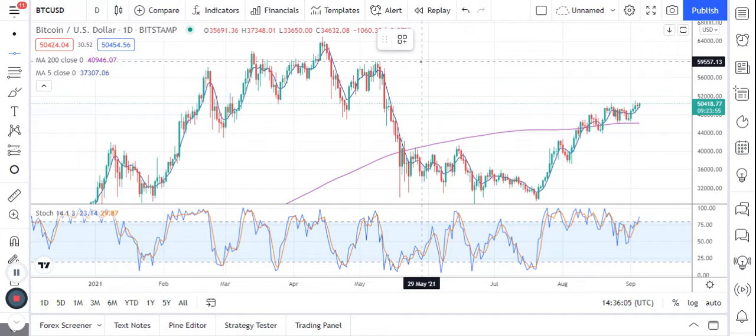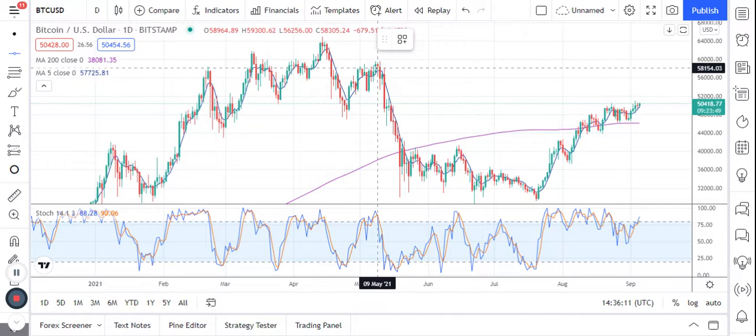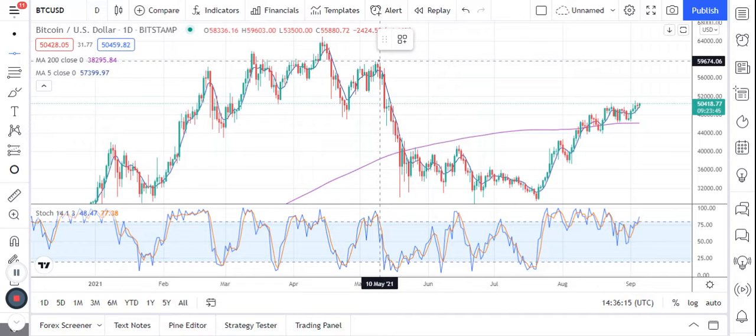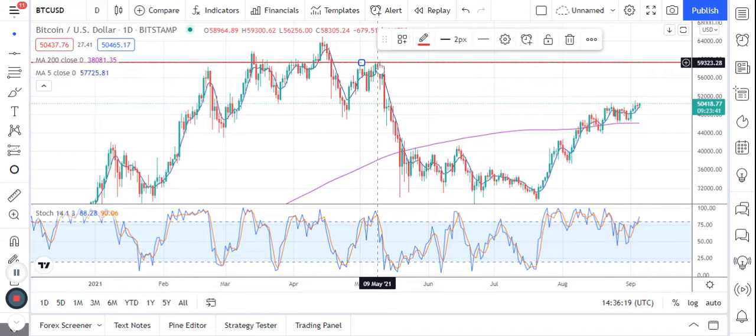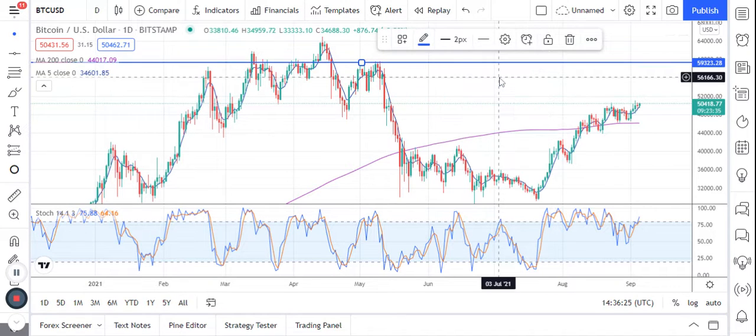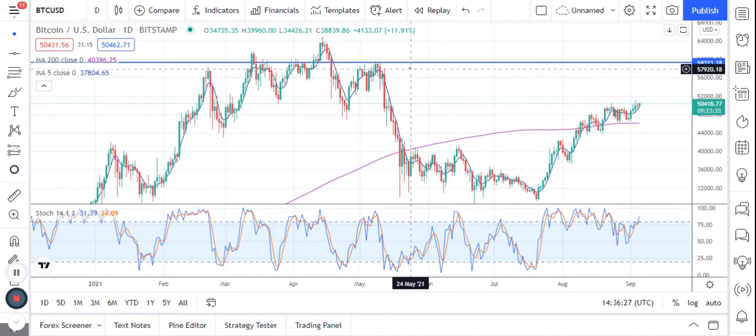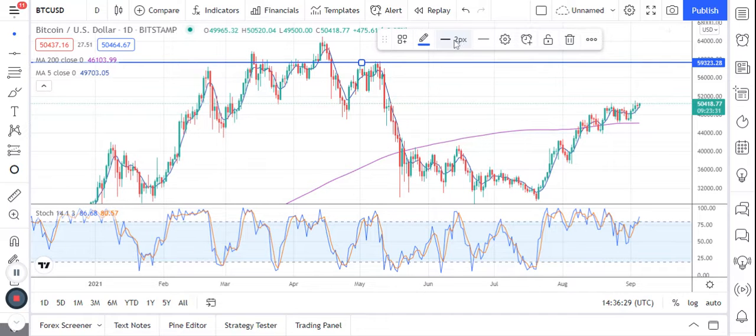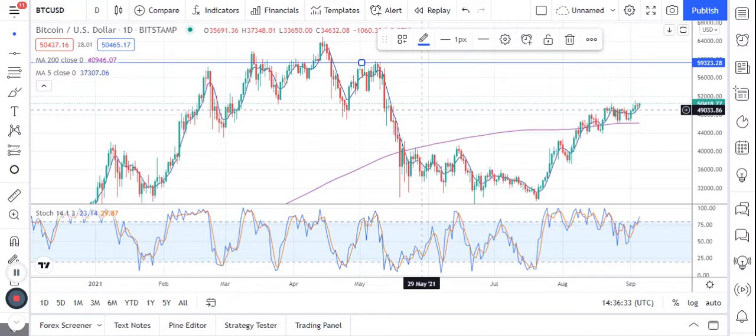Depends on where you draw your resistance, because most times resistance depends on what you see at the point in time. For me, this is the next available. Might not be resistance for other people, but this is what I'm saying. So it depends on what you judge as resistance and support. So this is my next available resistance I'm saying.